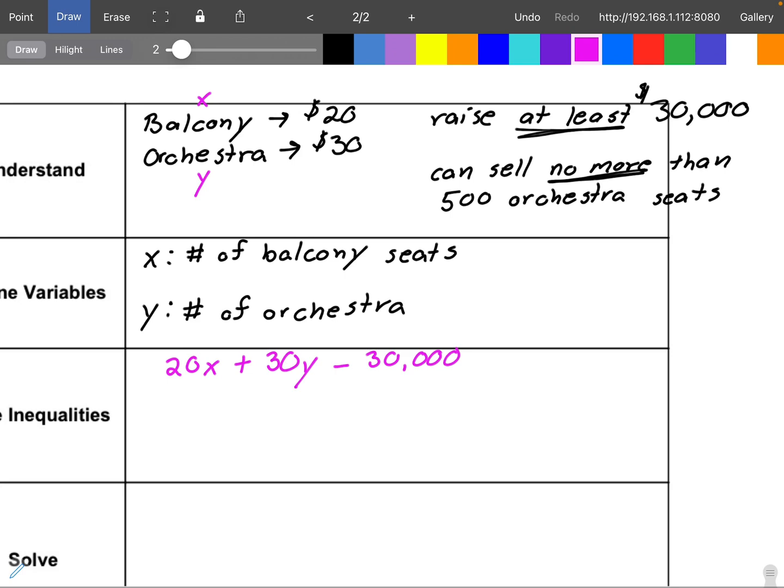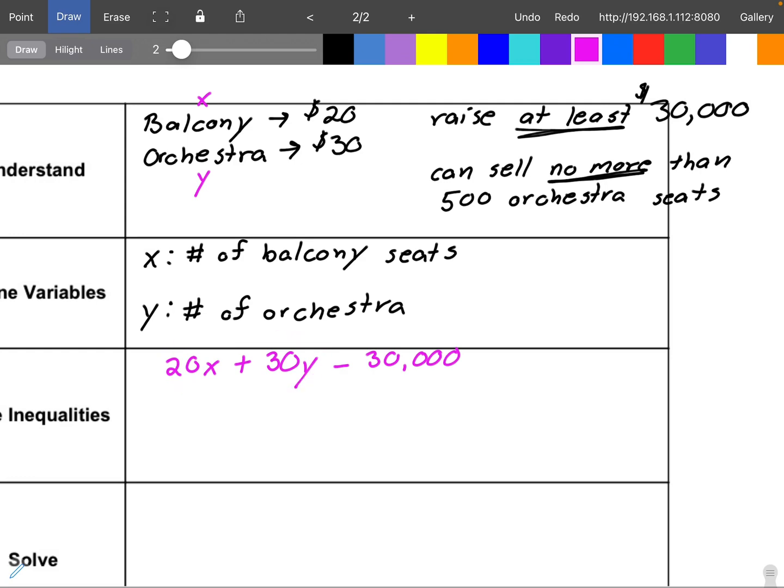but then the question is, do I want that to be greater than or do I want it to be less than? So which way do I want it? Well, think about what this actually represents. This represents the amount of money that they are actually going to raise. They're selling balcony seats at $20 each, orchestra seats at $30 each. So this expression represents how much money they will actually bring in.